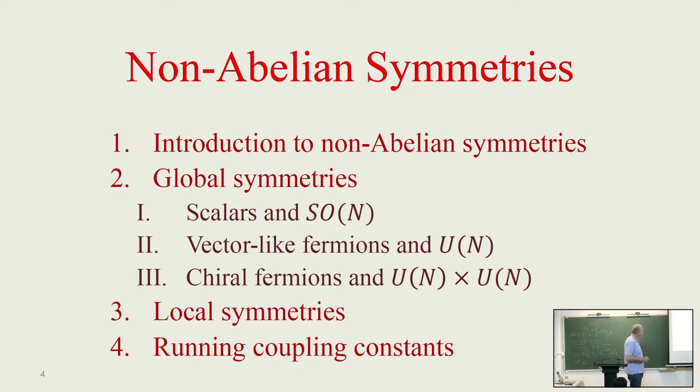So I'll give a short introduction to non-abelian symmetries. Then we'll see 3 simple examples, I think each of them is 1 slide: scalars and imposing an SO(N) symmetry, vector-like fermions imposing U(N) symmetry, chiral fermions imposing U(N) times U(N). The details here are not important. It will demonstrate some concepts. And then we come to the very interesting part of local non-abelian symmetries and what they require if these are to be imposed symmetries.